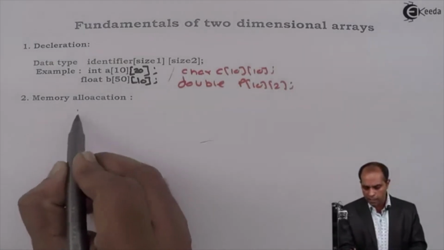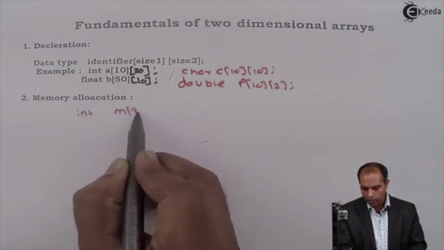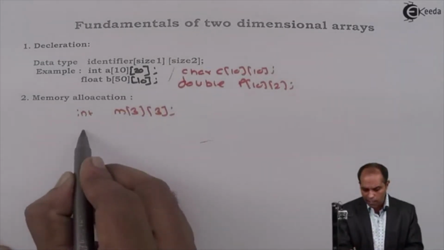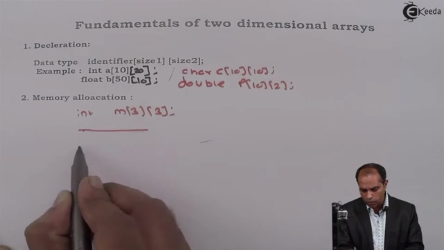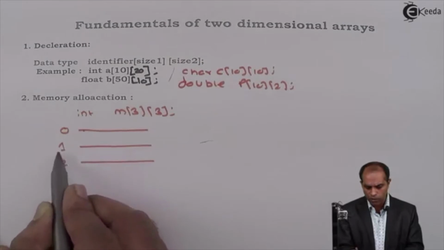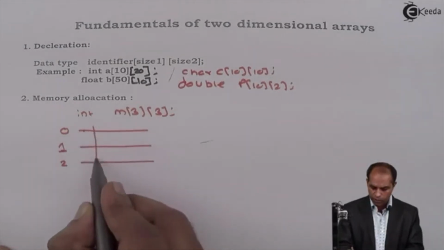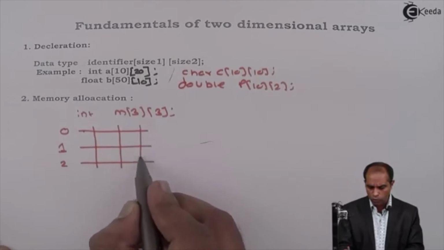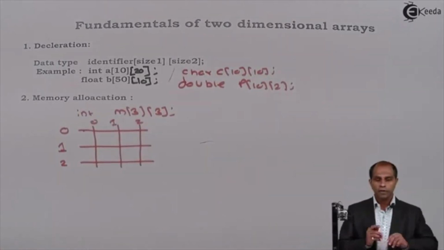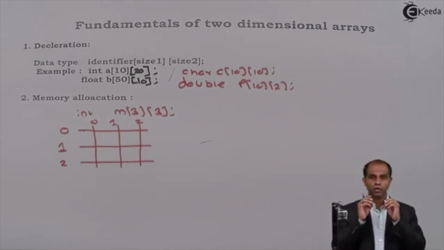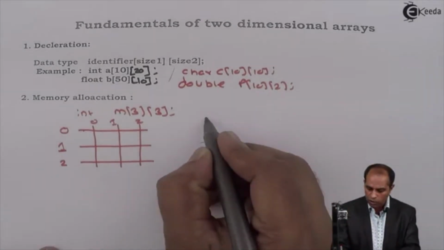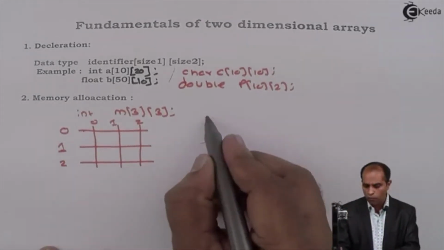Suppose I have a declaration as say int m of 3, 3. We can visualize this as a matrix of 3 rows, where the first row is 0, the second row is 1, the third row is 2, and 3 columns, that is 0, 1, 2. Now this is just for our visualization. But internally the memory allocation is not a matrix. The memory allocation is a total of 9 locations, each of 2 bytes.